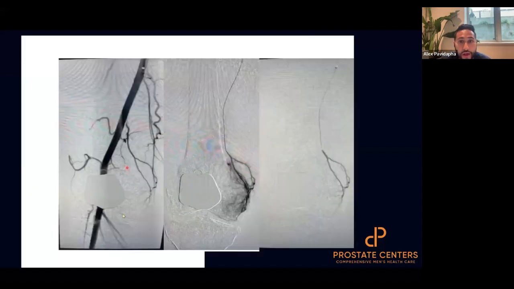So here you can see he had a partial knee replacement or a hemiarthroplasty. So that's what that device is that you see. The blood vessels go all the way there, and then all of a sudden it stops, and you see the blood vessel again. That's what that is right there.